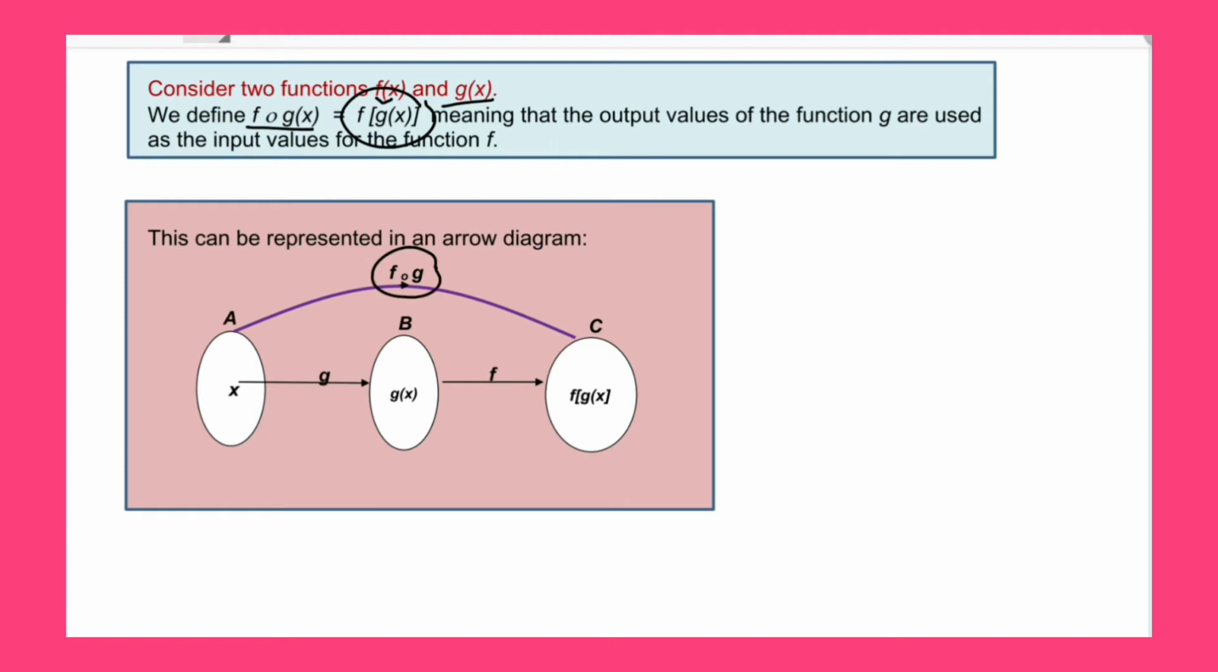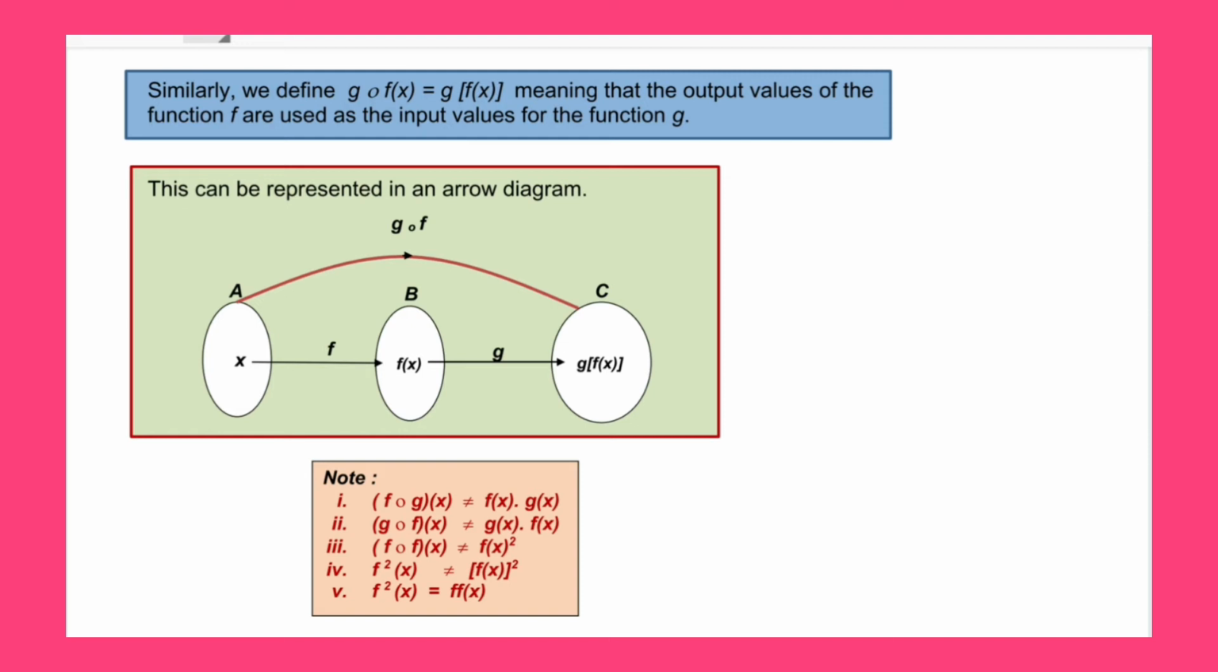So here, f compose g, but bear in mind we have to start with g first and then f. What the arrow diagram tells us is, we use x as the input for function g and the output is g(x). Second, we use g(x) as the input for function f and the outcome is f(g(x)). This is a composite function.